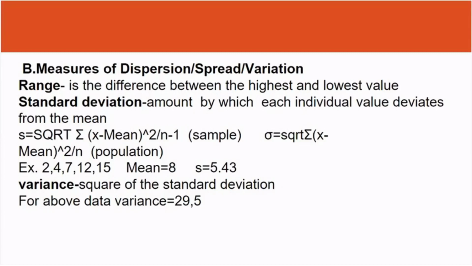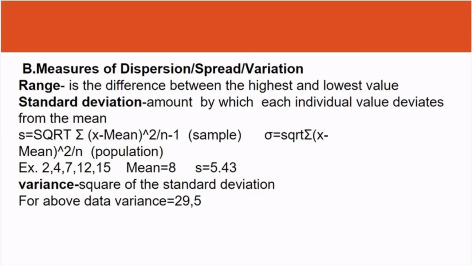So if you want to get the standard deviation of the series 2, 4, 7, 12, and 15, the mean will be 8, right? Since you already have the mean, you can substitute it into the values. You use the formula and that gives you the answer 5.43 as the standard deviation, which deviates from the mean.